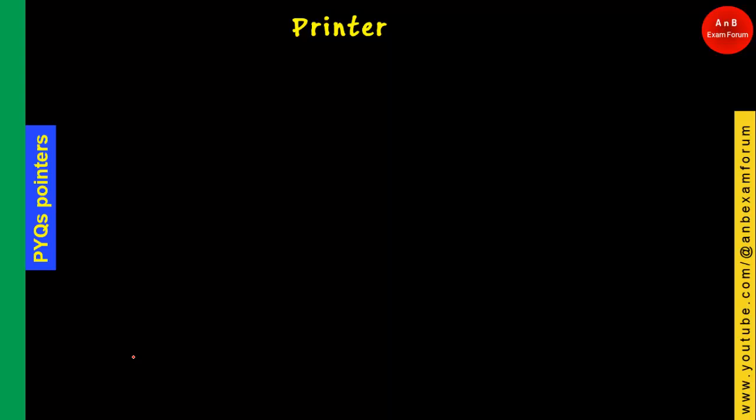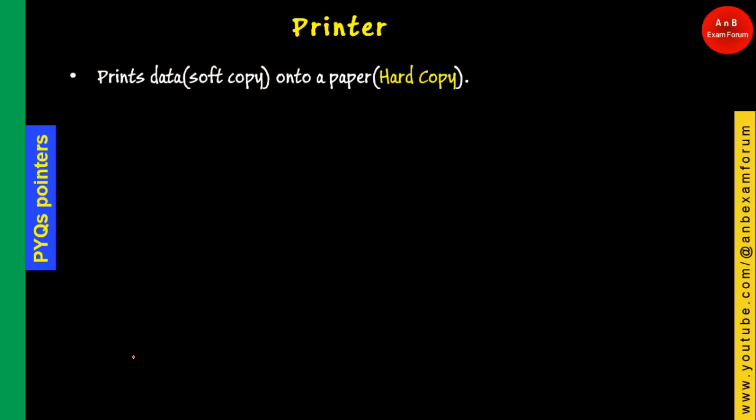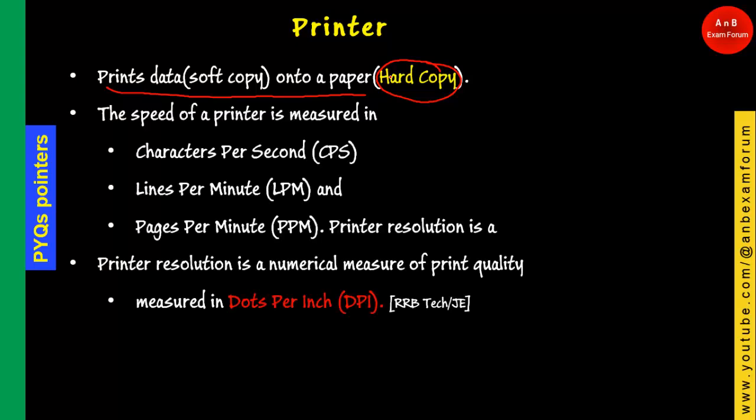Coming to the next important output device, the printer. The printer is the opposite of the monitor, which prints the data, that is soft copy, onto paper, that is hard copy. So the output of the printer is generally hard copy because it is printed on paper. And these are the speeds of printers. Sometimes they can ask you: pages per minute, lines per minute and characters per second, that is PPM, LPM and CPS.